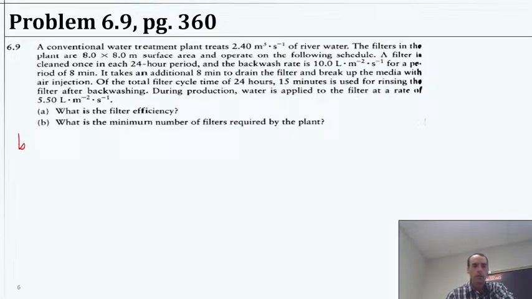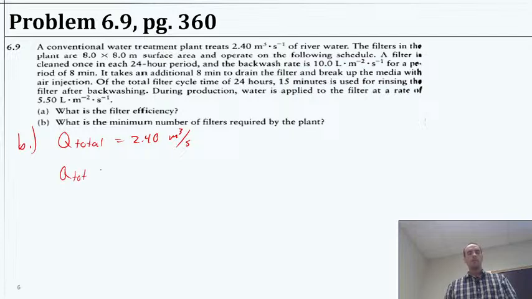So then for part B, we want to know what's the minimum number of filters to meet the demands here. Well, we know we have to have a total flow rate of 2.4 cubic meters per second of water. So this Q total is going to be the effective flow coming from one filter times the number of filters, as one way we could look at that. So we could write it as Q effective for one filter times the number of filters.